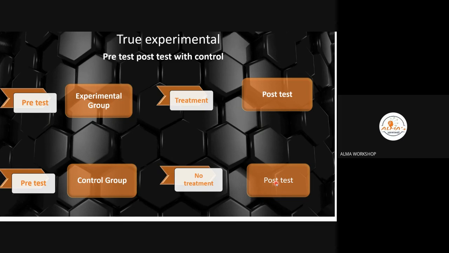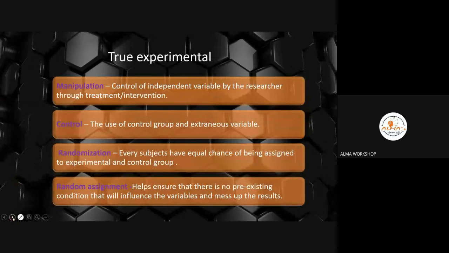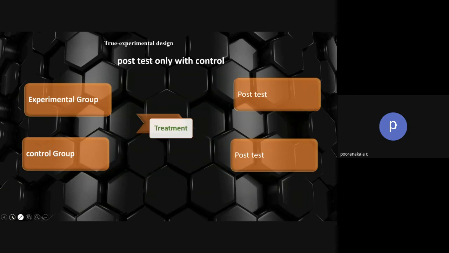Okay, just a minute. Next is true experimental research design. You can do manipulation, you can control, you can do randomization, you can also do random assignment. I think you are taking screenshots also, and you can read it afterwards. Next is post-test only with control.